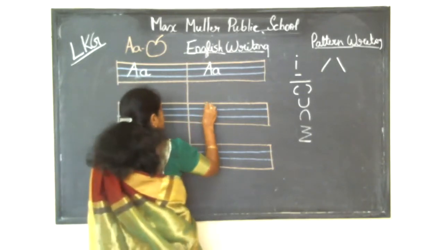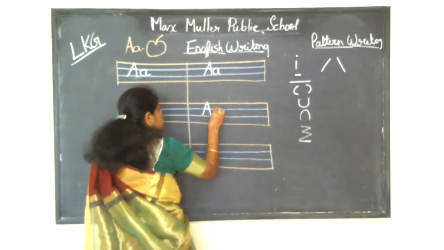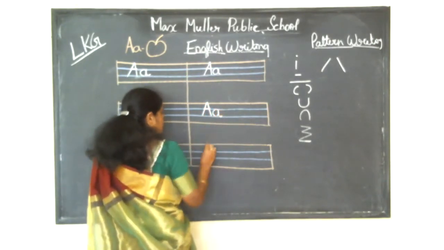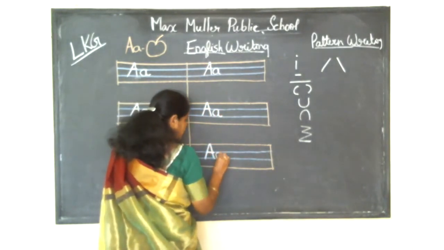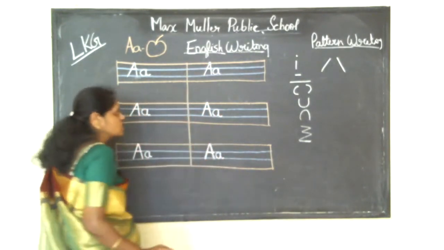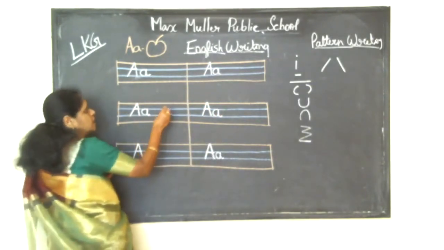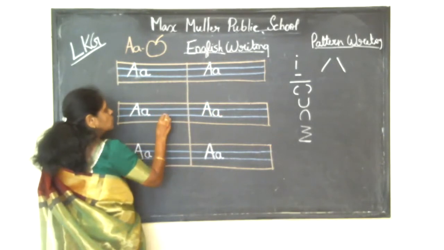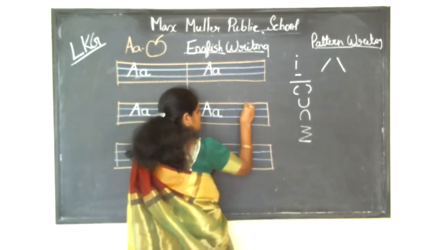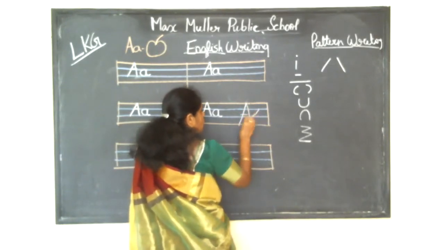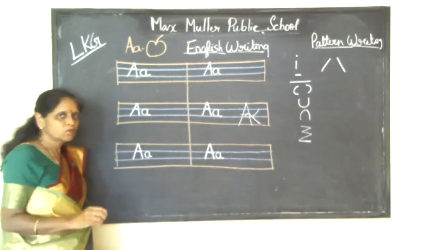Full page. Capital A, small a. Capital A, small a. You should write like this, children. Neatly you should touch the red and the blue line. Which is red line? Red line, blue line, blue line. You should not write like this. This should not come from this red line to this red line. This is wrong. Okay? You have to touch from the red line to the blue line.